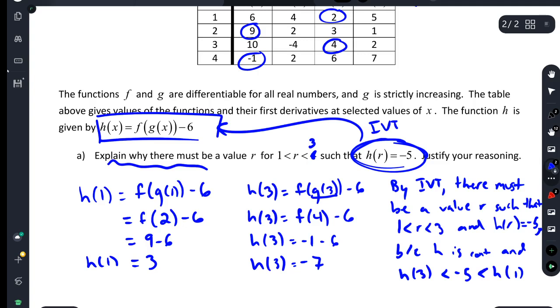For the order, you always want to put the smaller one on the left. Not 3. 3 is bigger than 1, but smaller in terms of the answer, negative 7. And then the bigger one on the right. Right? h of 1 gave 3. 3 is the bigger number.